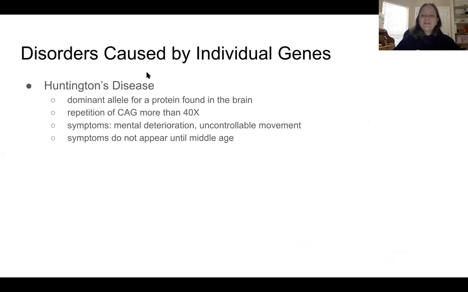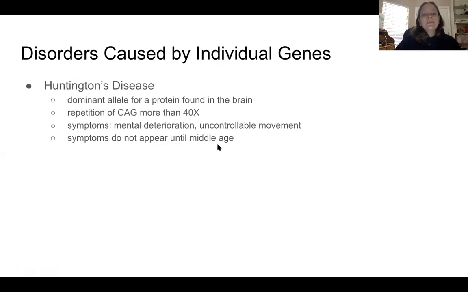Another example of an individual gene that causes a disorder is Huntington's disease. Huntington's disease is a dominant allele. It's not particularly common. It's the dominant form, but it's not the more common trait. Unfortunately, you don't usually know if you have Huntington's disease until you are in your middle age, so you've probably already had kids and passed on the gene.